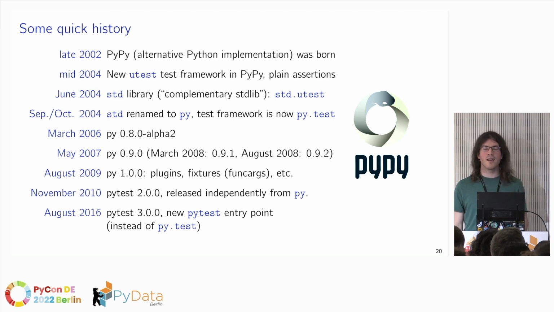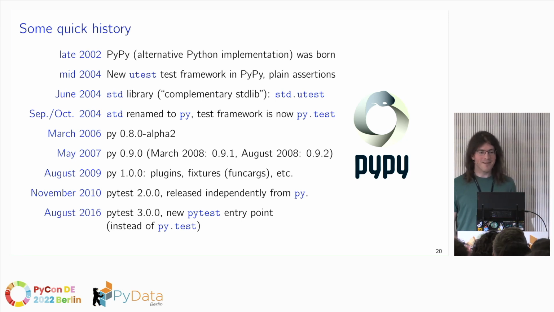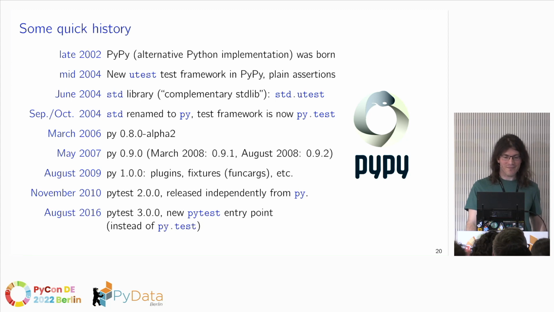This std library was intended as a complementary standard library in addition to the Python standard library. Then they decided this wasn't a very good name and renamed std to Py, or the Py library. It's beyond me how this is a better or less confusing name, but oh well. And the test framework was a sub-package of this called test. So that's where the name py.test came from.